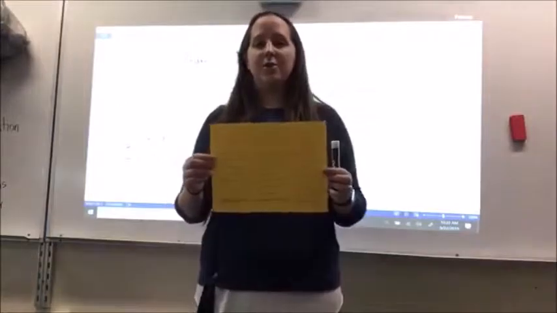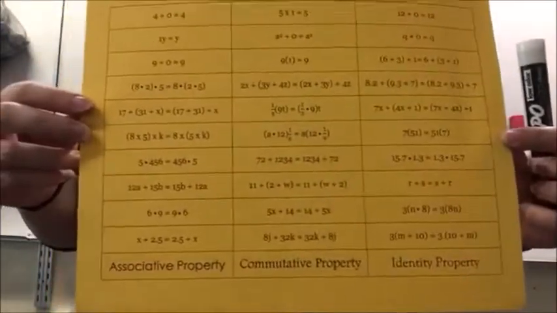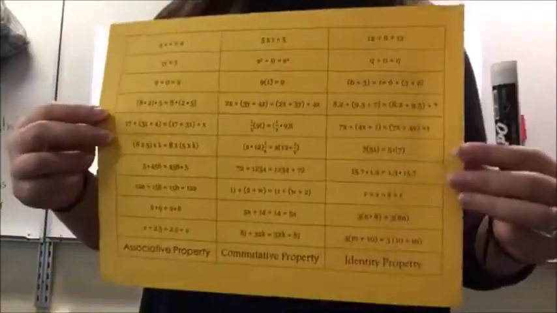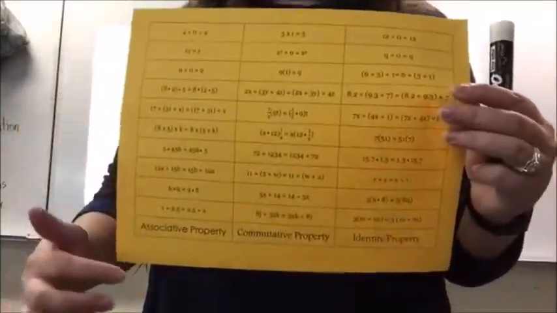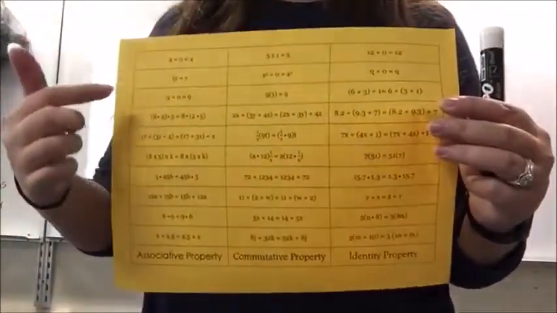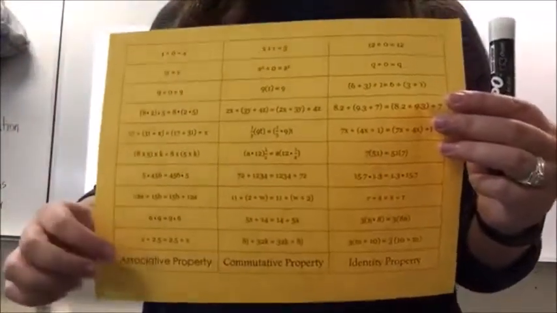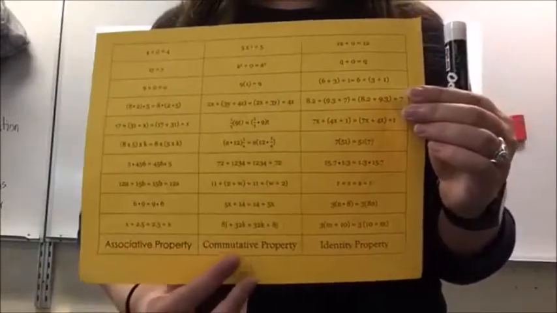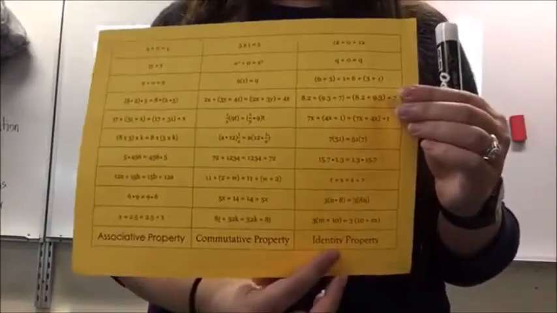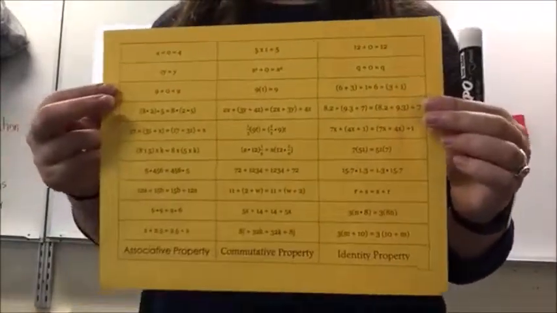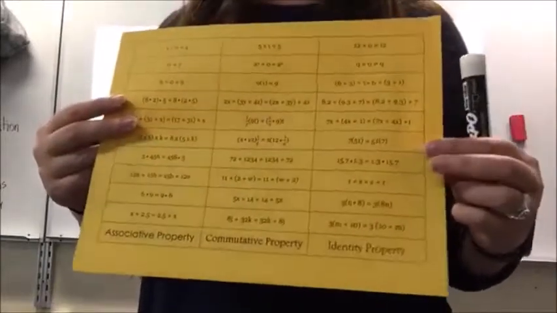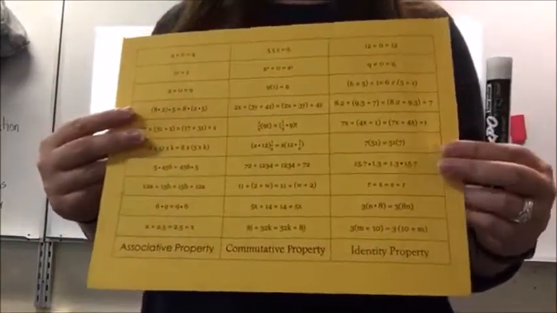All right. Now you should get a paper that looks like this. It's yellow. Okay? Yours might be a different color, depends on what paper we have available. What you're going to do is actually cut each one of these out. Okay? Then you're going to do a property sort. You have 3 properties: associative, commutative, and identity. What you're going to do is figure out which ones are for associative, which ones for commutative, and which ones for identity.